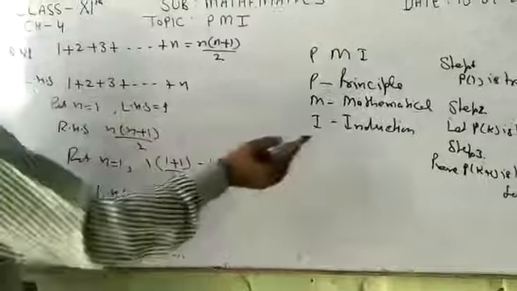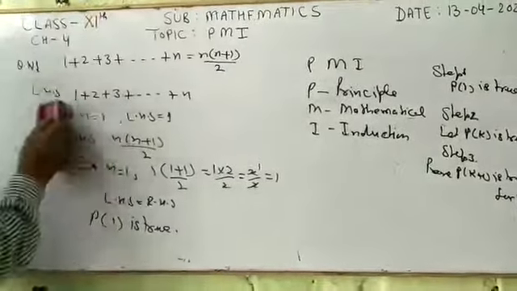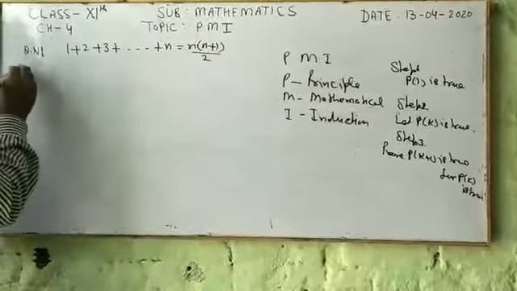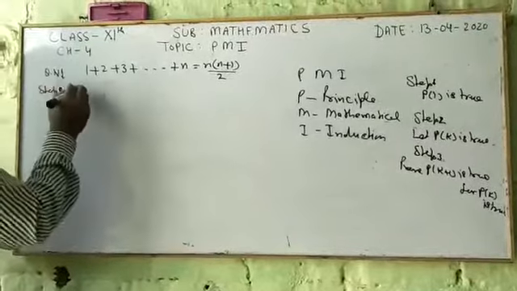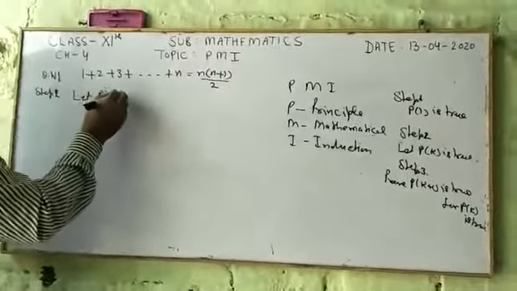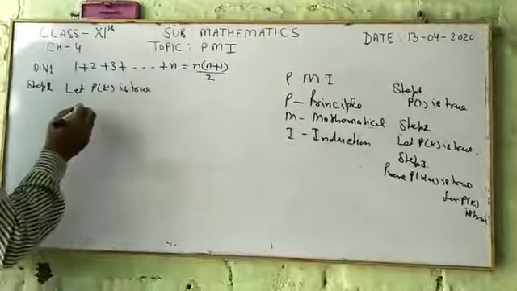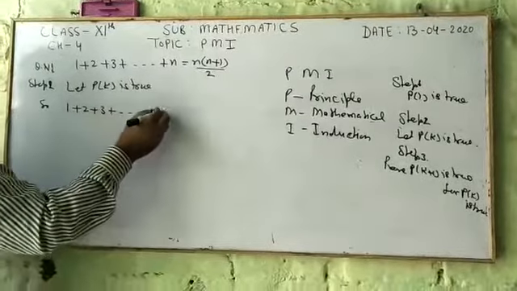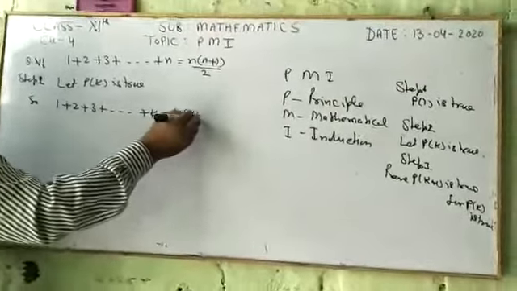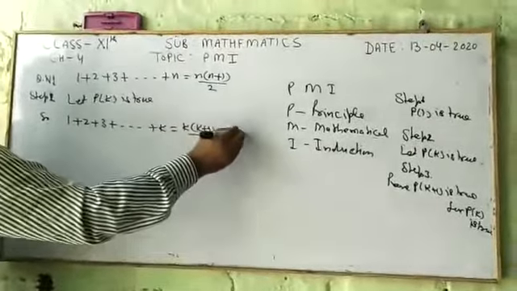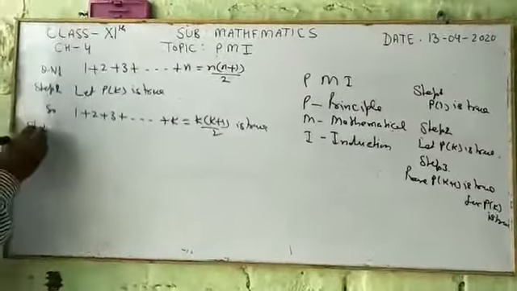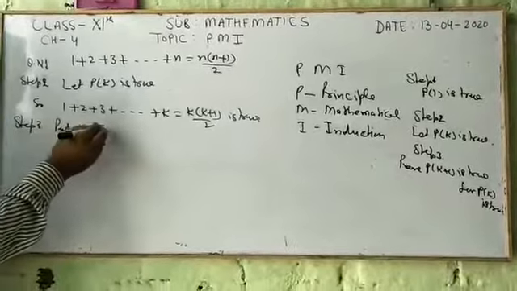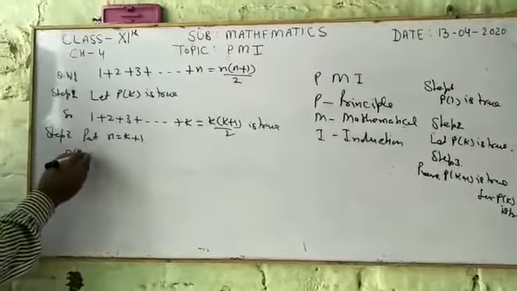This is step first. And step second, let Pk be true. So 1 plus 2 plus 3 plus up to k equals k into k plus 1 upon 2 is true. Step third, put n equal to k plus 1. We get Pk plus 1.